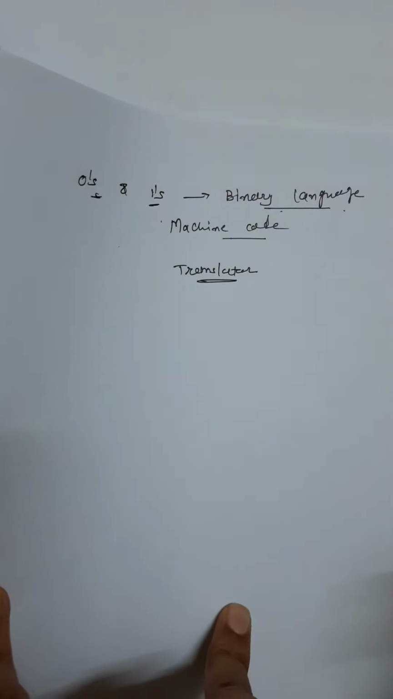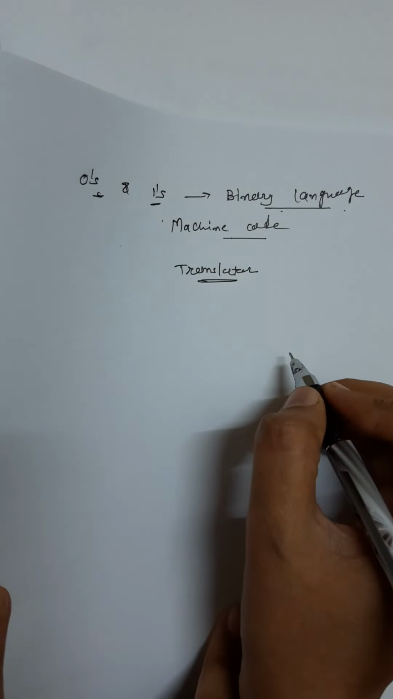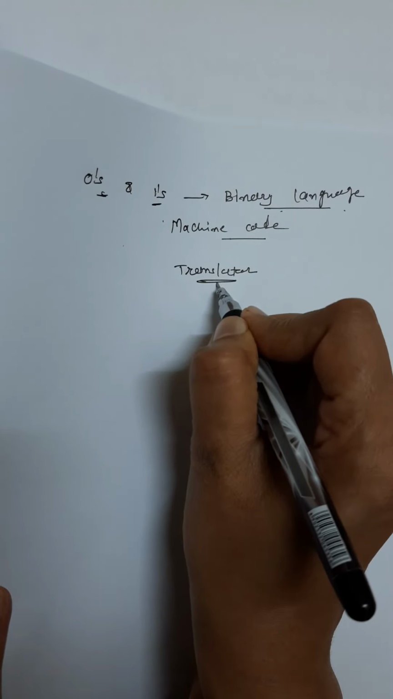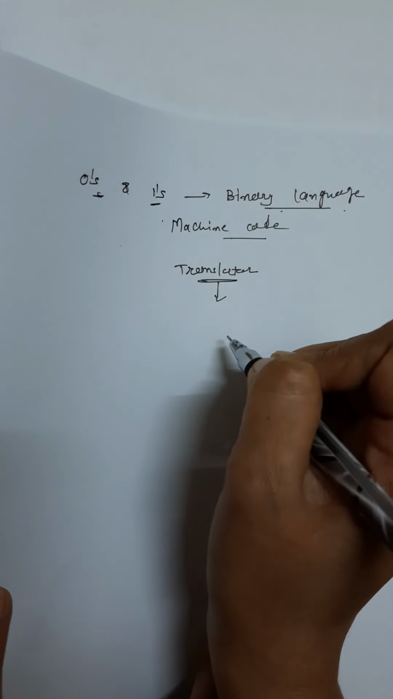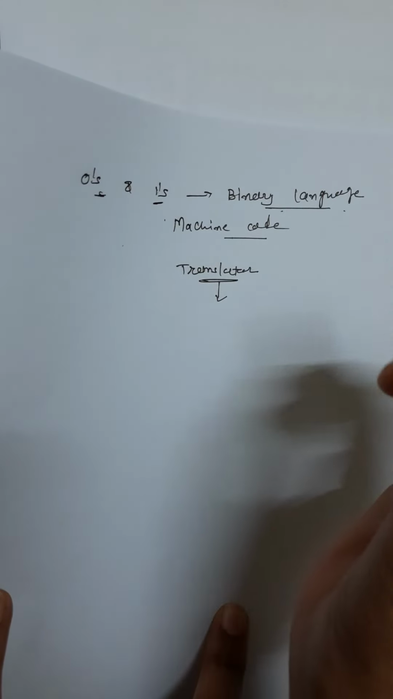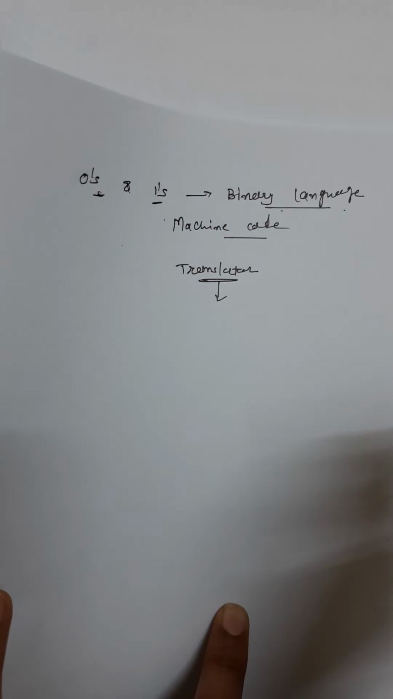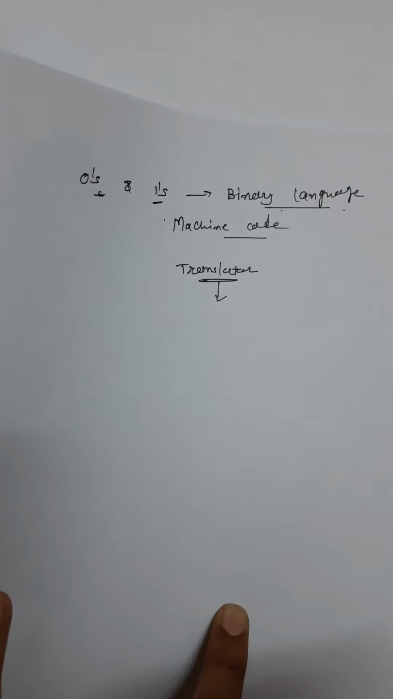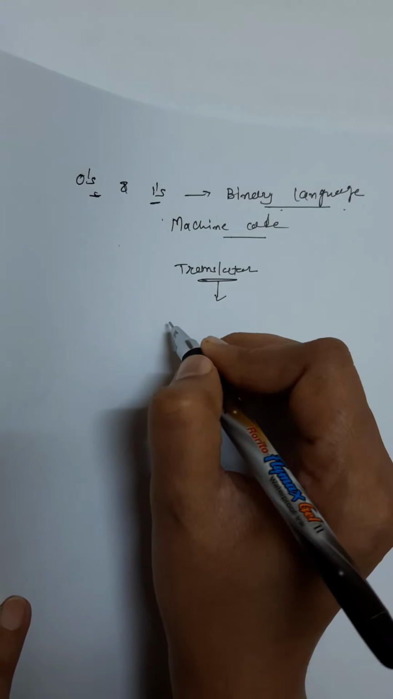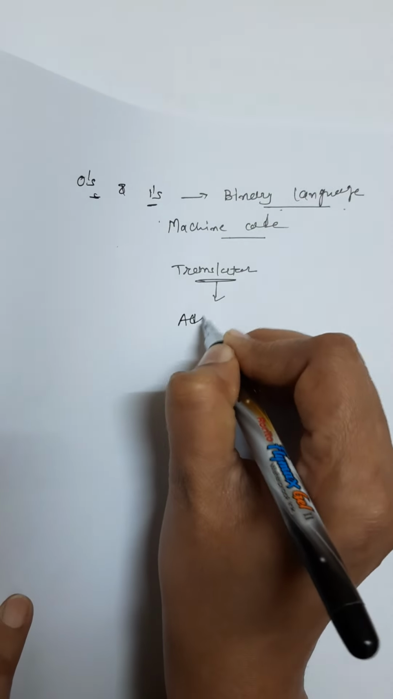Okay, so one question will arise in our mind: why don't we write programs directly in binary language or machine code? Let us see what difficulty we will face while writing binary or machine code just to perform the addition of two numbers. Let's take an example.